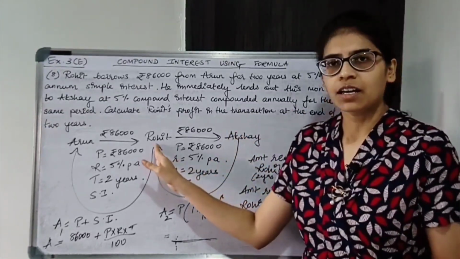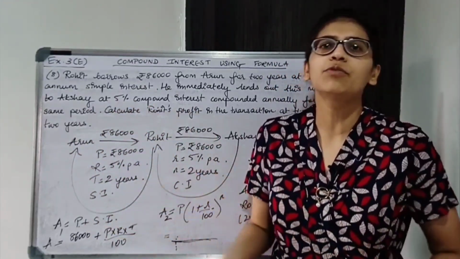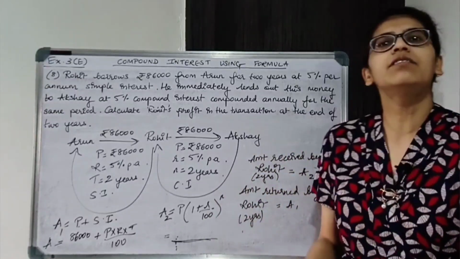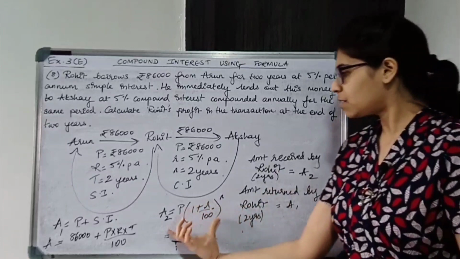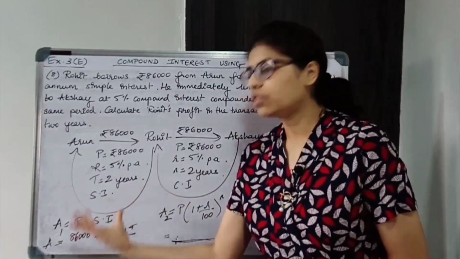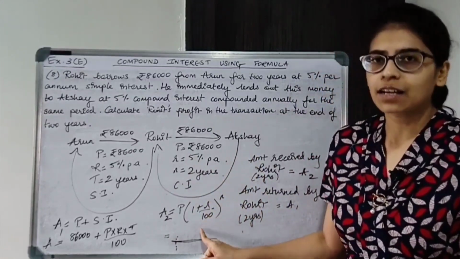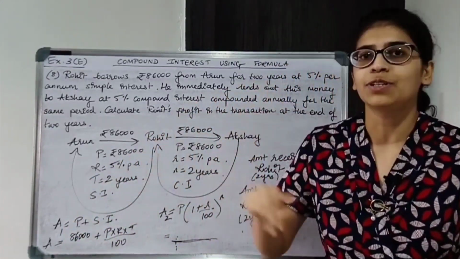जितना मनी मिला है उसमें से जितना मनी रिटर्न कर रहे हैं, that will be the profit. Remaining amount is the profit. So profit is the amount received minus amount returned. Okay, so you need to find the amount received by Rohit, that is this. Amount to be returned by Rohit, that is this. So amount to be received is at compound interest and amount to be returned is at simple interest.